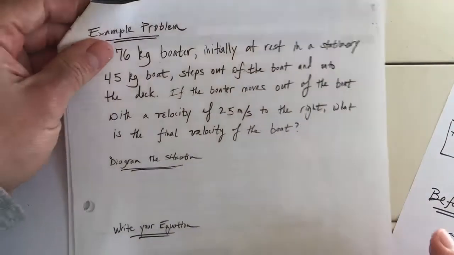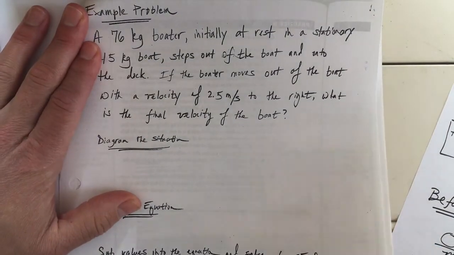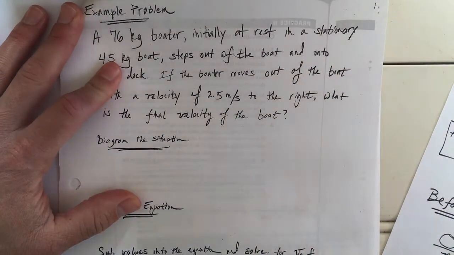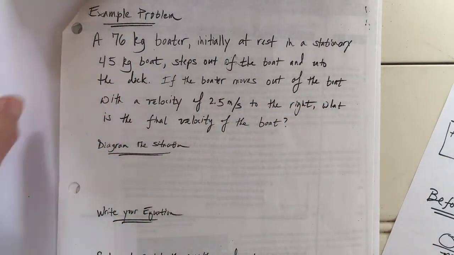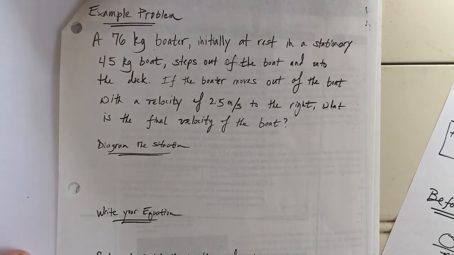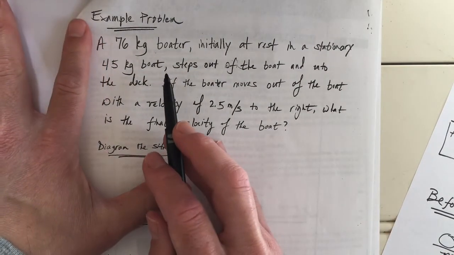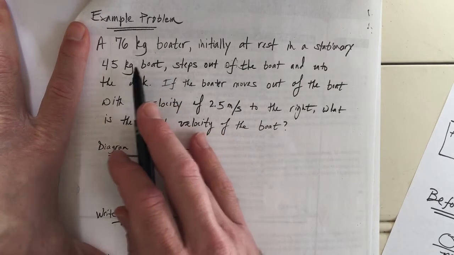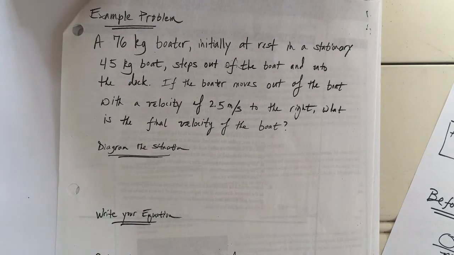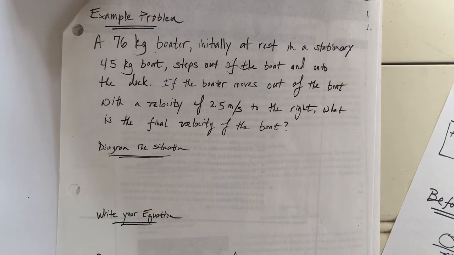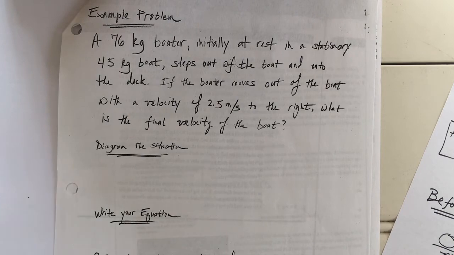All right, this problem I got from a note guide, or I had a sample problem. I think it's in the textbook. Might have just been one I made up. I can't remember, but that's okay. It says a 76 kilogram boater initially at rest in a stationary 45 kilogram boat steps out of the boat and onto the dock. If the boater moves out of the boat with a velocity of 2.5 meters per second to the right, what is the final velocity of the boat?